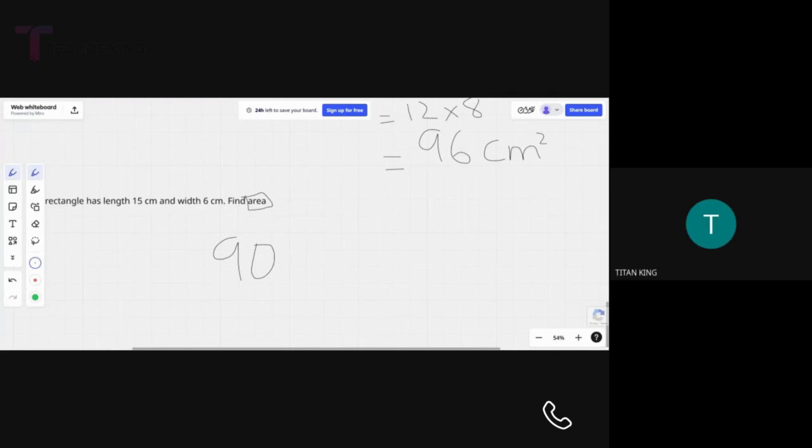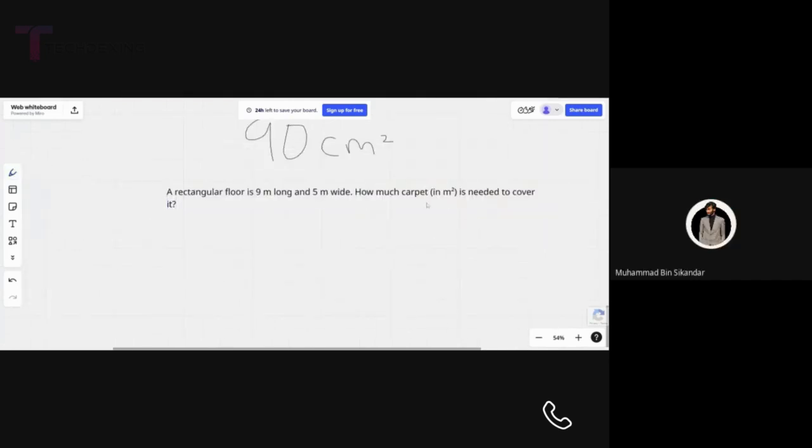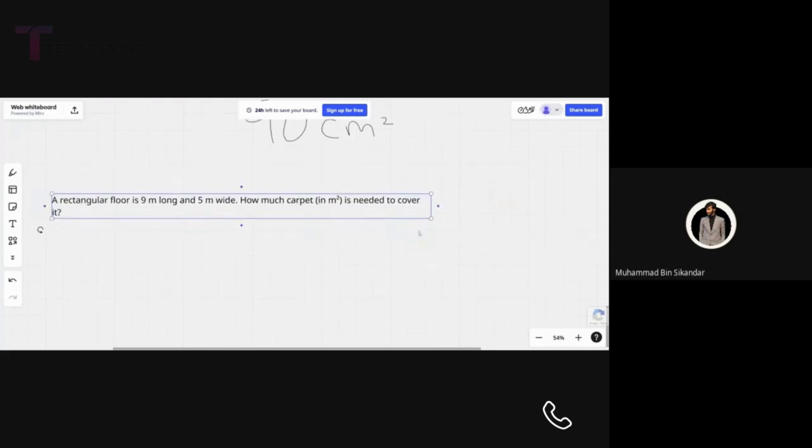Centimeter cube? Centimeter square? Cube will be in volume. When we are calculating area, it is square. Okay, let's jump to some real world scenario. If I'm given a rectangular floor, for example, you want to get a carpet for your house. You calculate the measurements of your room. You come out that you need a 9-meter long carpet and 5-meter wide. So how much carpet is needed to cover your room?